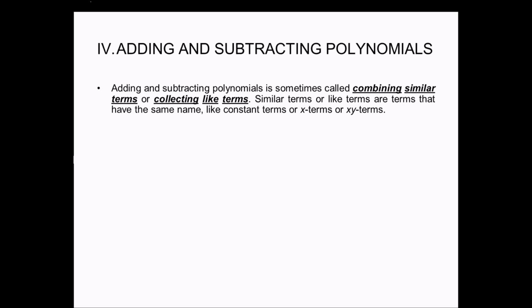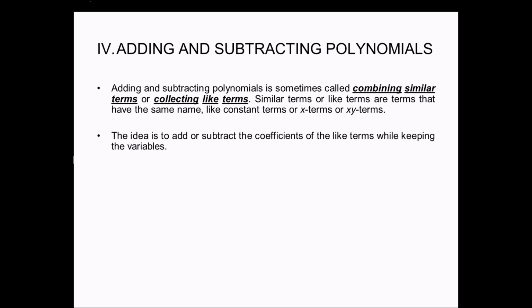Adding and subtracting polynomials. We're looking at a generalization of addition and subtraction. Adding and subtracting polynomials is sometimes called combining similar terms or collecting like terms. Similar terms or like terms are terms that have the same name, like constant term or x term or xy terms. Remember, it's the variables that give you the term's name. So the idea is to add or subtract the coefficients of the like terms while keeping the variables.